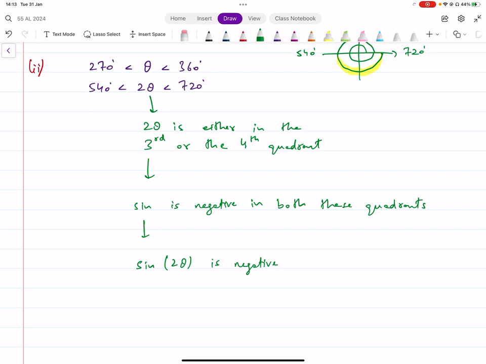But then what would you say? Why is sine negative? Even if you write the range, how do you say sine is negative? So in order to say that sine is negative, you have to say that this is either in the third or the fourth quadrant. That's why sine is negative.